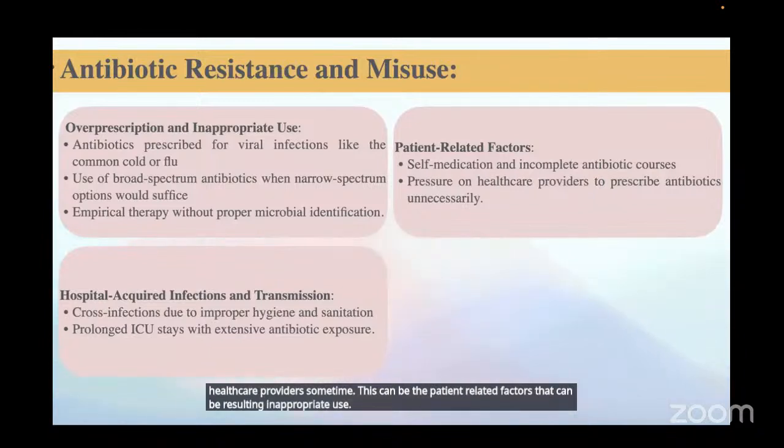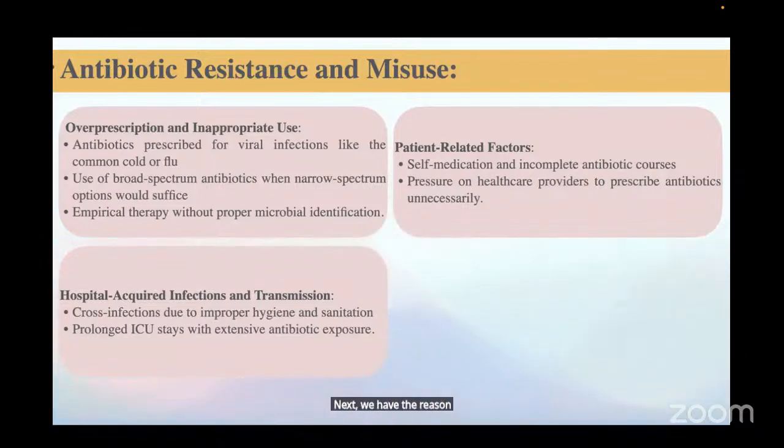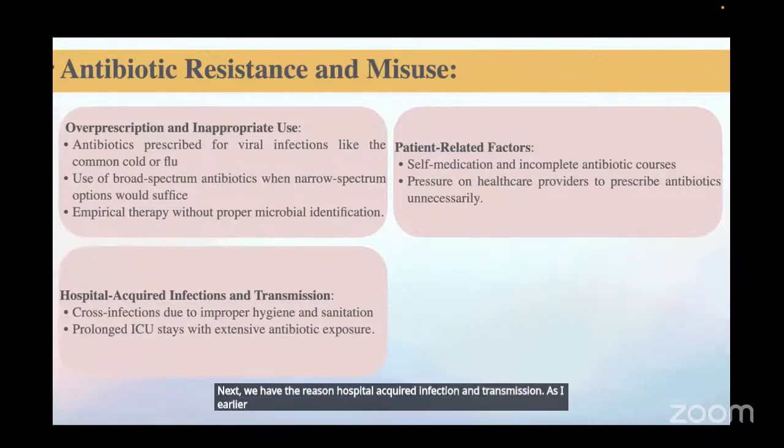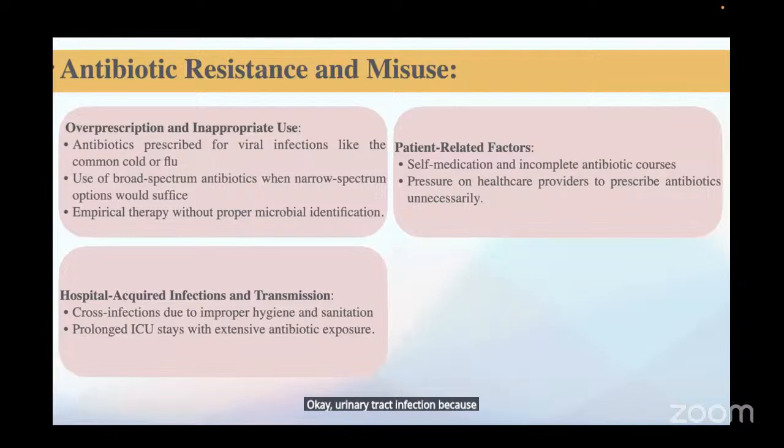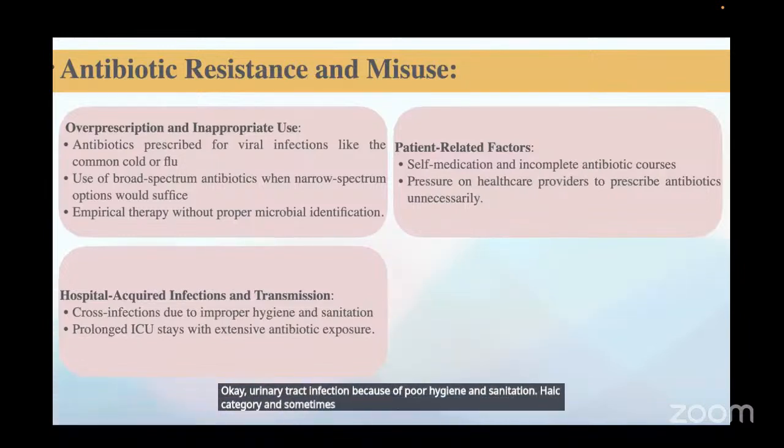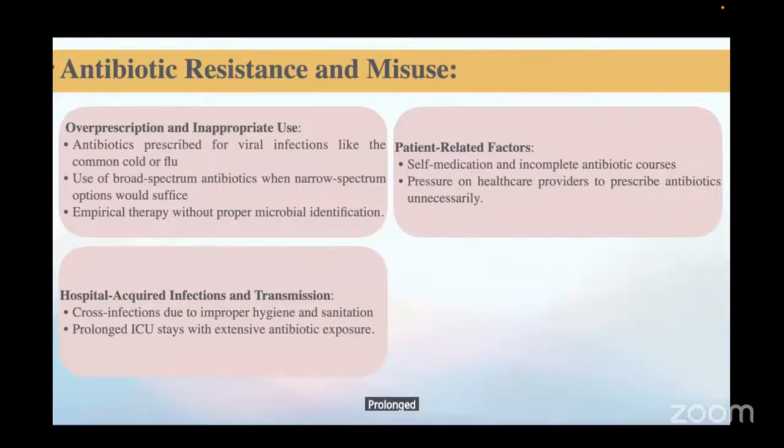Next, we have the reason of hospital acquired infection and transmission, as I said earlier, very important, which is cross infections due to improper hygiene and sanitation. A very popular example is UTI, urinary tract infection, because of poor hygiene and sanitation, which comes under the HAI category. Sometimes pneumonia and tuberculosis, which are respiratory tract infections, can be transmitted because of poor hygiene and sanitation. Prolonged ICU stays with extensive antibiotic exposure is also in the hospital acquired infection category.